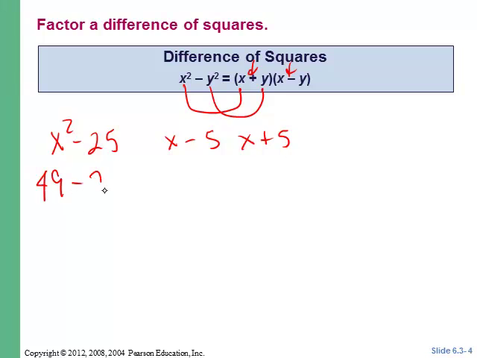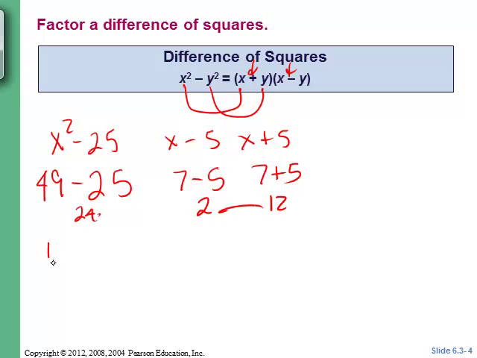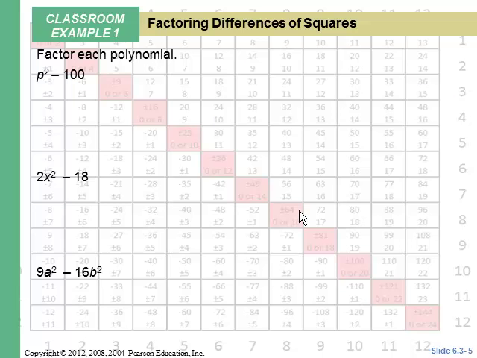49 minus 25 would be 7 minus 5, 7 plus 5. 49 minus 25 is 24. 7 minus 5 is 2. 7 plus 5 is 12. 2 times 12 is 24. That's just kind of interesting. Y squared minus 64 is y plus 8, y minus 8, and so on.